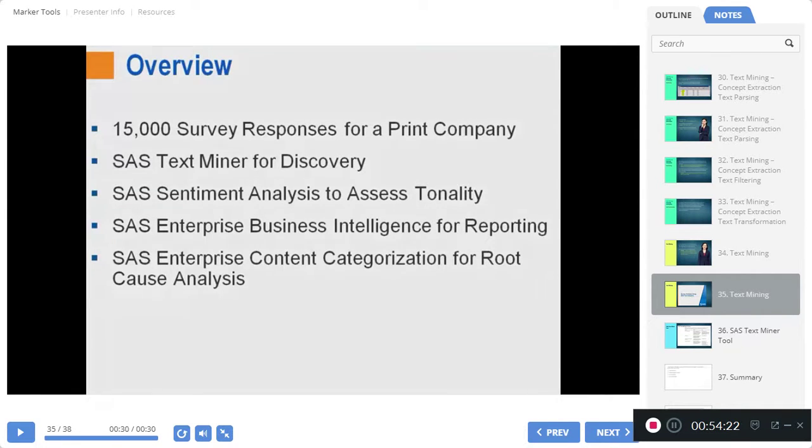SAS Enterprise Content Categorization was used to analyze root cause and understand factors driving positive or negative sentiment. SAS Enterprise Business Intelligence was used to surface end-user reports and display the results of the analysis.